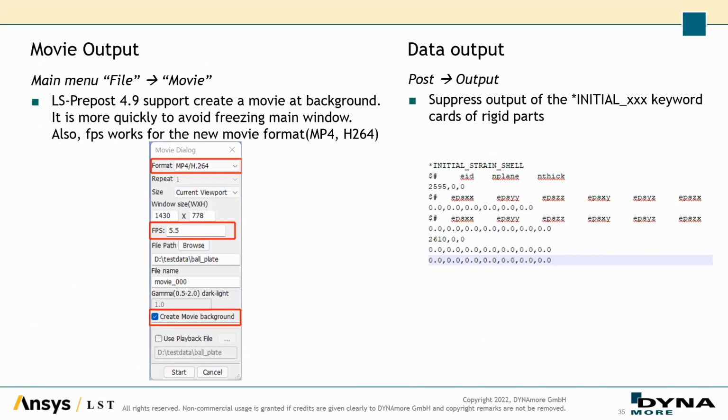In the main menu file, you can export your animations as a movie, and LS-PrePost 4.9 supports creating a movie in the background. This is quicker and avoids freezing the main window. Also, FPS, frames per second, works for the new movie format MP4. And in the post output information, you can suppress, or it is always suppressed, the output of the initial keyword cards for widget parts because it's 0.